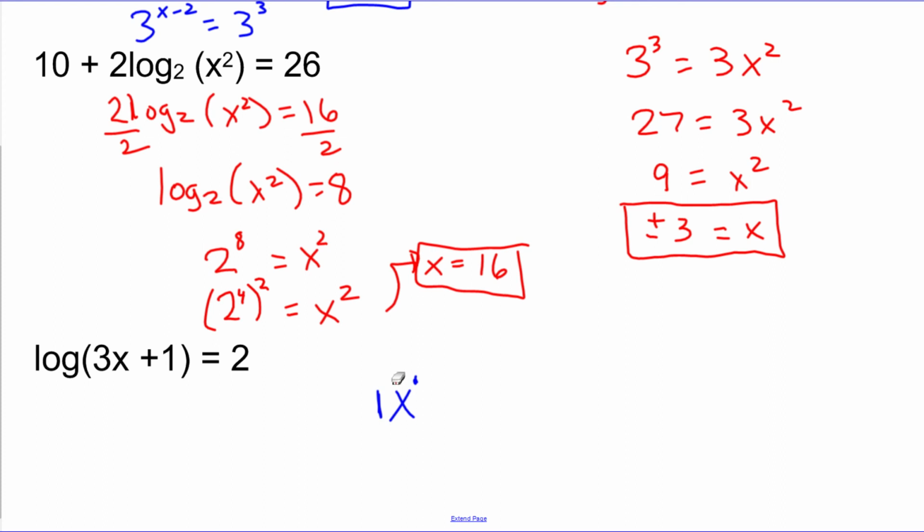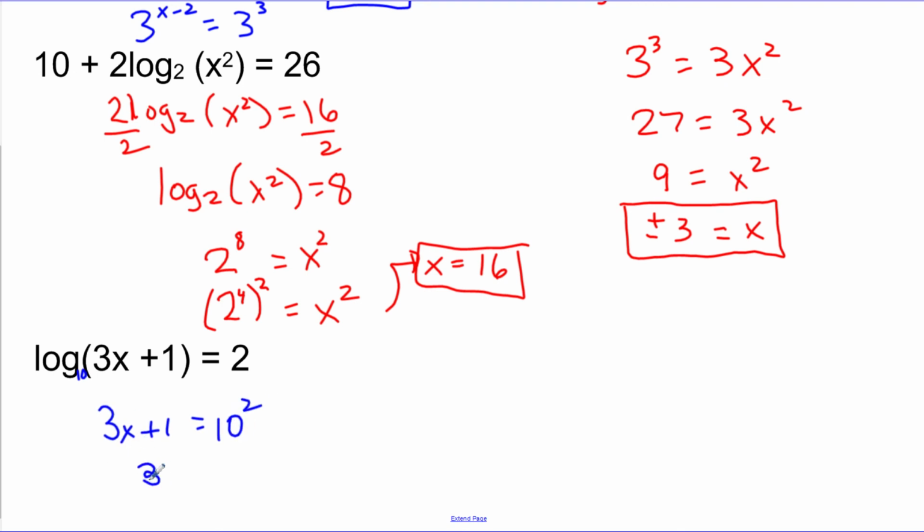Whenever I write log, we make an assumption as well. If I don't write a base for the log, we assume that the base is 10. And the reason for that is that our entire number system is base 10, right? We use decimals where we divide and multiply by 10 to change decimal places. So it's the same kind of concept. If we don't write any base for a log problem, we assume the base is 10. So this really just says that 3x plus 1 is equal to 10 squared, right?